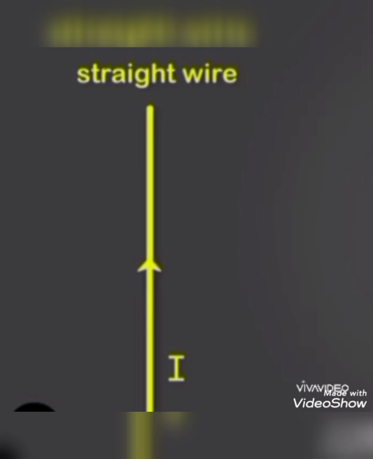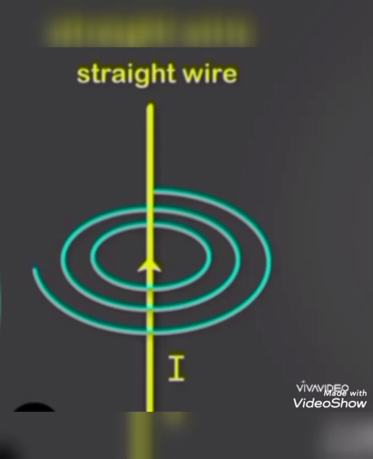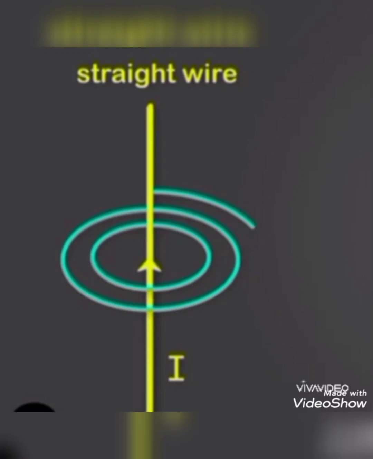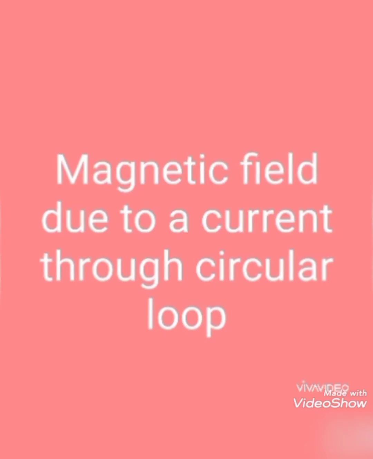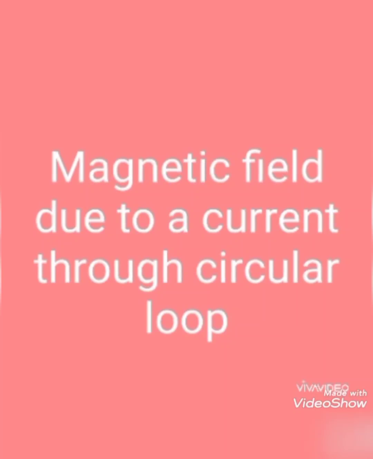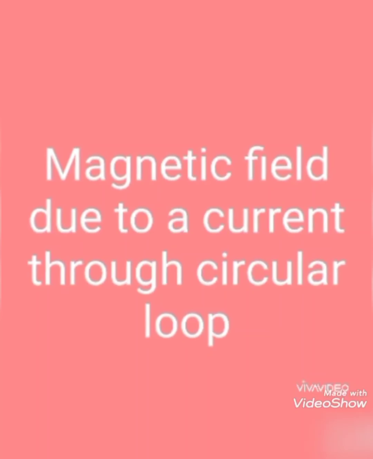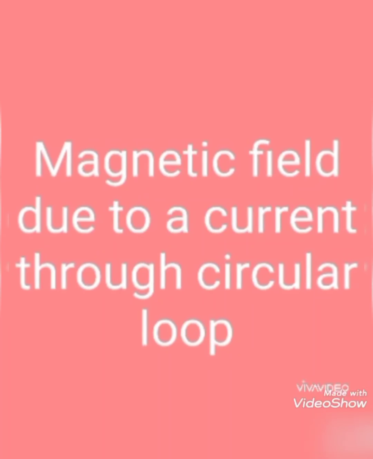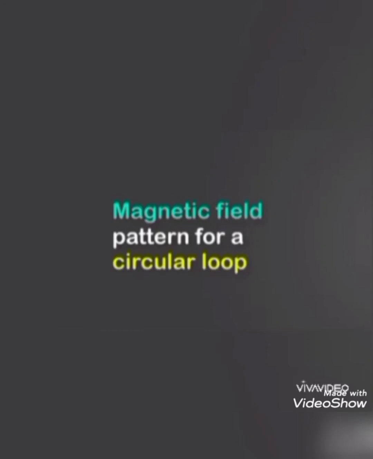When current flows through the straight wire, the magnetic field will be concentric circles centered on the wire. As we move away from the wire, the concentric circles become larger and larger. Then we are discussing the magnetic field due to a current through a circular loop, or simply we can say the magnetic field of a circular loop.